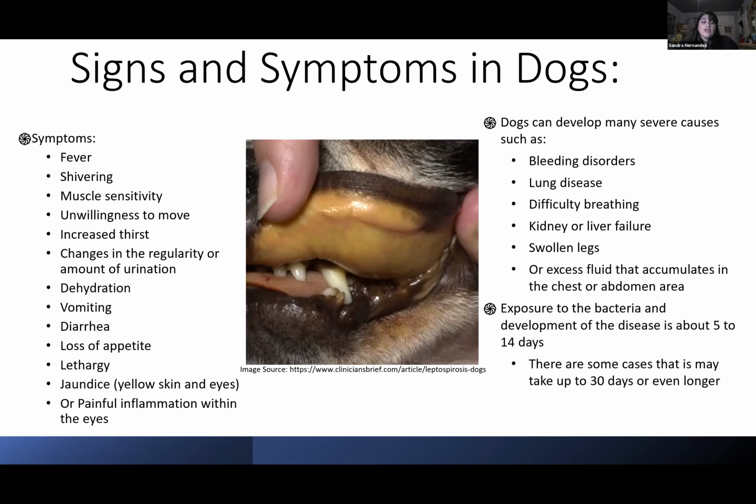And then there are severe cases that develop in dogs. For example, bleeding disorders, lung disease, difficulty in breathing, kidney failure or liver failure, swollen legs, or excess fluid that accumulates in the chest or abdomen. The time between exposure to the bacteria and development of the disease is about 5 to 14 days, but in some cases it may take up to 30 days or even longer.